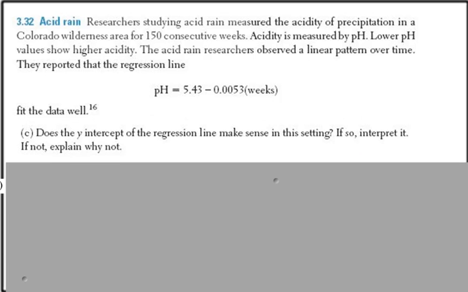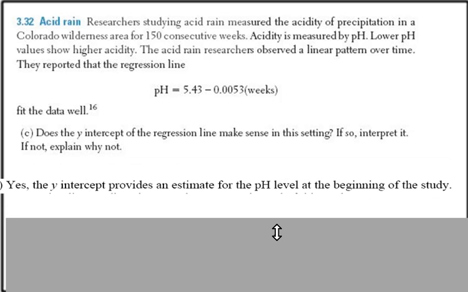All right, so probably the biggest part of doing these problems is to interpret both the slope and y-intercept. So in this one, what would the y-intercept be? Remember back to algebra, y-intercept was the value of y when x is 0. But in this case, the y is the pH level and the x is the weeks. So the y-intercept does make sense. It's the level of pH at 0 weeks, which was the beginning of the study. Okay, so you should be able to do this in any situation, be able to state the slope and y-intercept in the context of the problem.